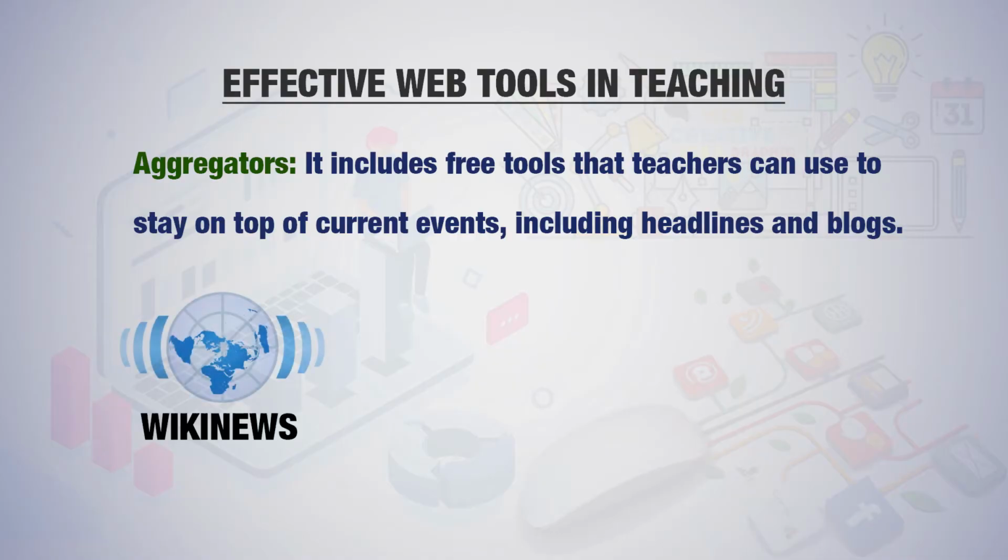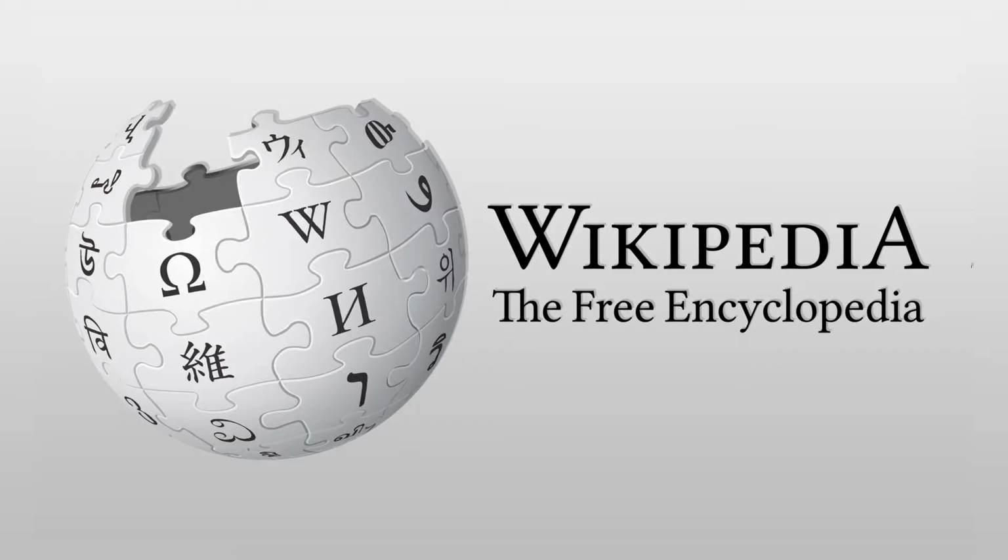And the next is Wiki News. Like Wikipedia, this site tries to be as neutral as possible and ensures fair reporting. Wikipedia is a website well known to many people. Whenever we have any ambiguity, any question or any confusion, we simply go to Wikipedia and get all the answers. So Wiki News is the same as Wikipedia.